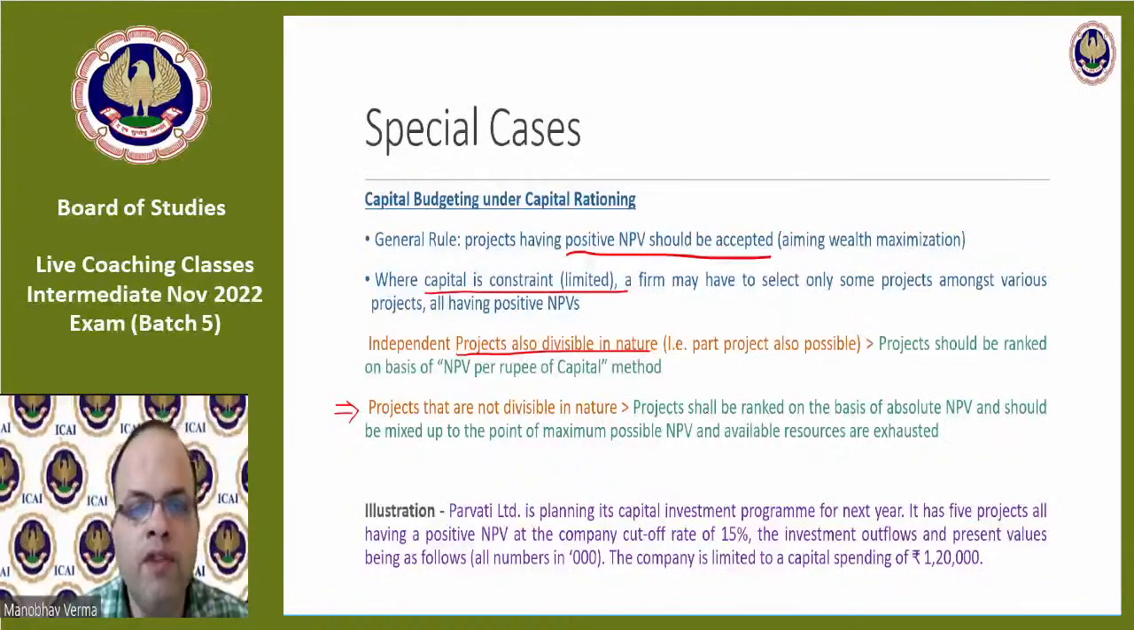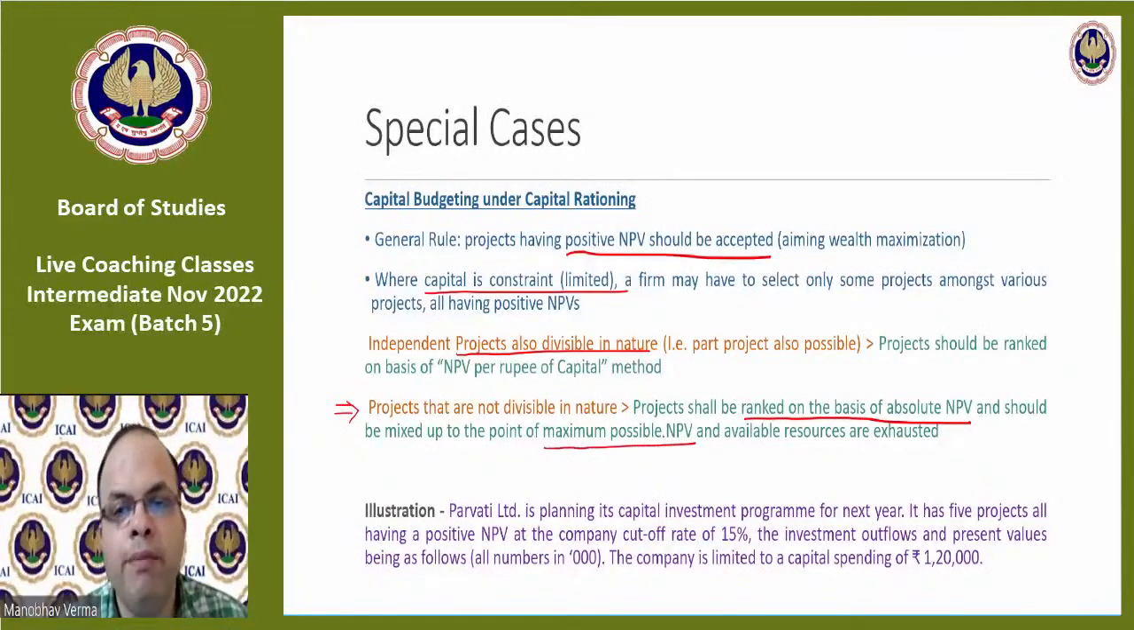Generally, you might agree with me that projects are not divisible in nature. If projects are not divisible in nature and there are, let's say, 4 or 5 projects, what you do is you calculate the NPV, you rank them on the basis of absolute NPV. And basically, you will select those projects or that combination of projects that can give you the maximum possible NPV. And probably it may result in some amount of funds unutilized.